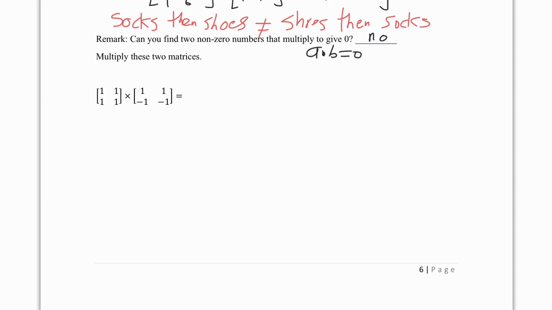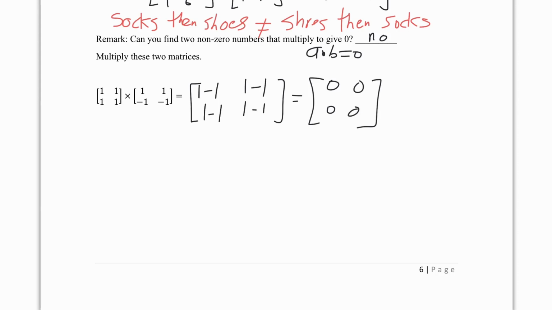But look at this in matrix land. Here's a non-zero matrix because it's not all zeros, and here's another non-zero matrix. So let's multiply this. 1 and then negative 1, that'll be 0. I'll write this out just to see. So 1, subtract 1. And then 1, subtract 1. 1, subtract 1. 1, subtract 1. Oh, look. We get all zeros, also called the zero matrix. And so this is very strange. You can have two non-zero matrices that multiply to give a completely zero matrix.